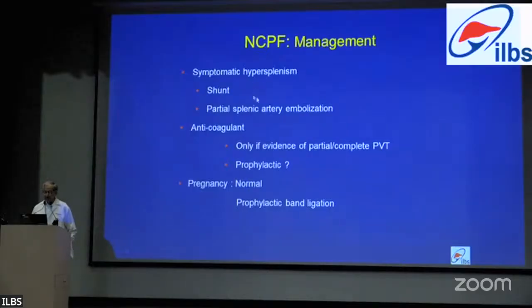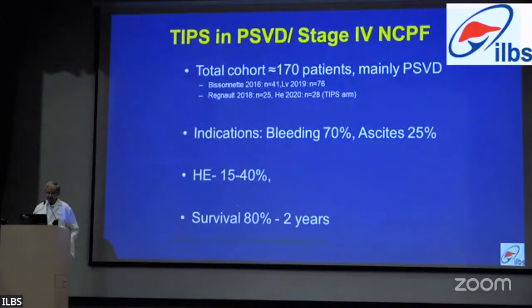Also, if the patient has hypersplenism, you might do a shunt or partial splenic artery embolization. And if there is partial portal vein thrombosis or you are worried, then you can give anticoagulant, but there is no data. Pregnancy in these females is normal, and you can do prophylactic band ligation.